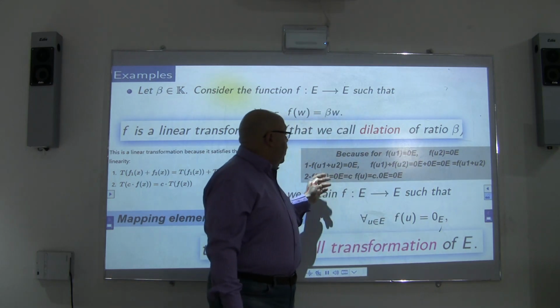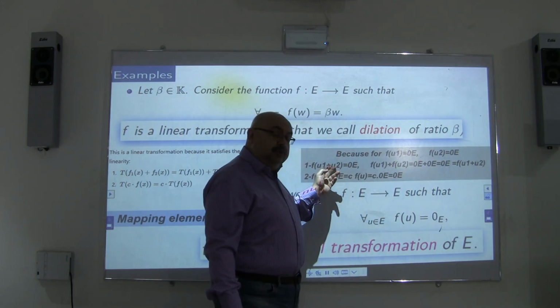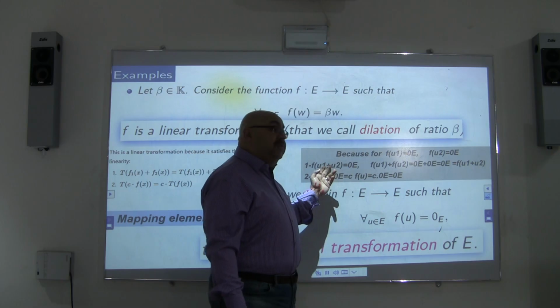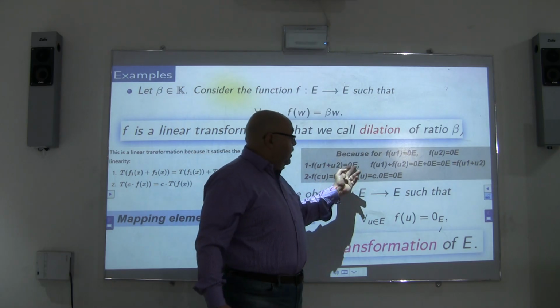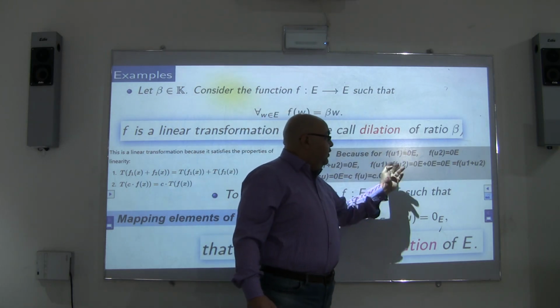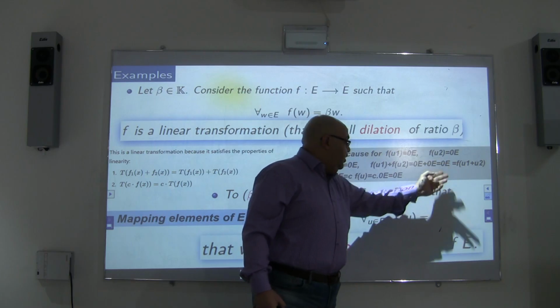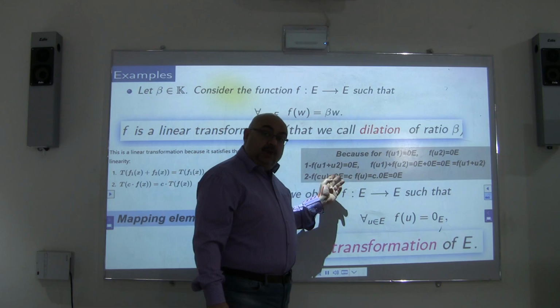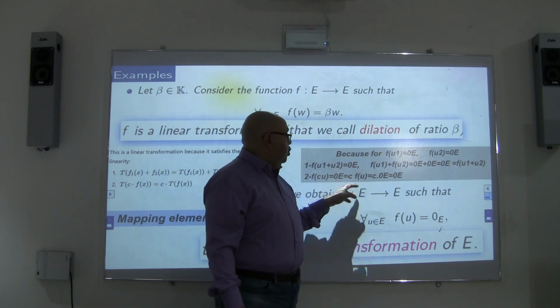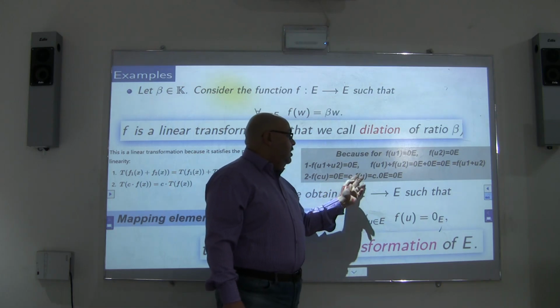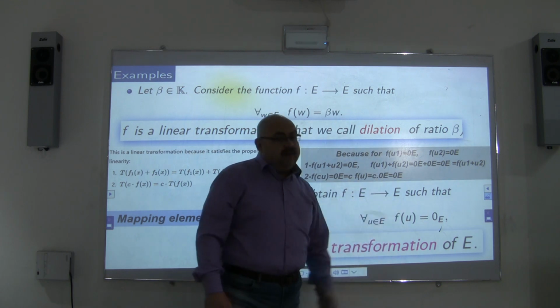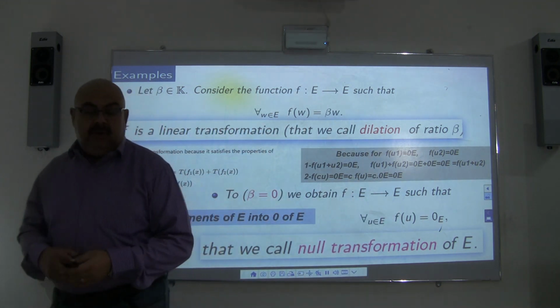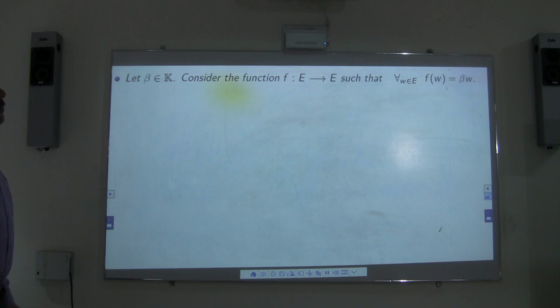If I have vector U1 and vector U2, and I add them together, the image will be 0. If you take each one of them separately, the result also will be 0. If you multiply C times U, it will be mapped into the origin. And also, multiplying C and the F of U, that will be the origin, the result will be the same, which means it's a linear transformation. So, true for both of them.